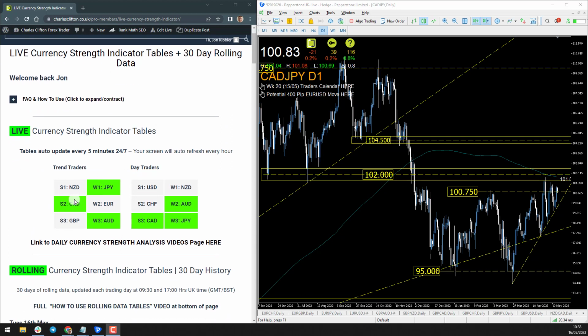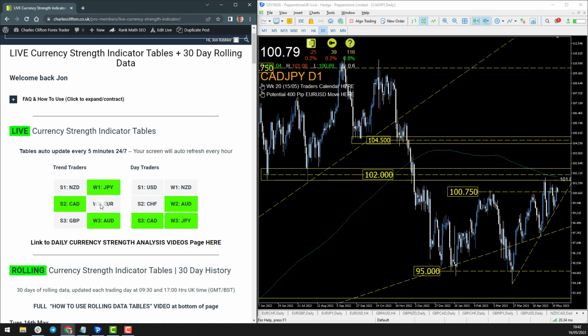We can see that the Canadian dollar is S2 on our trend traders and S3 on our day traders, and the yen is W1 on the trend traders, so the weakest currency there, and it's the third weakest on our day traders. So we've got confluence there, so there could be some potential for CAD yen to continue to trade to the upside. We can also see that the Australian dollar has some confluence as well, being W3 on the trend traders, W2 on the day traders.